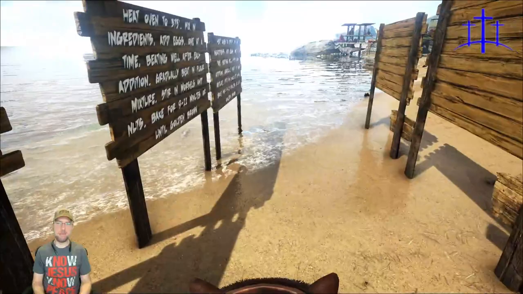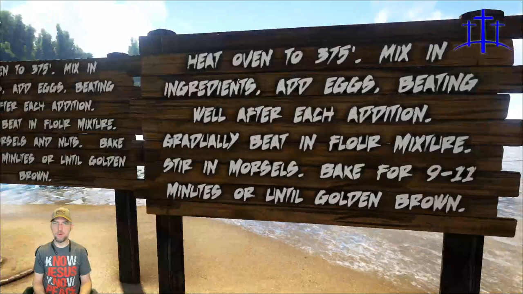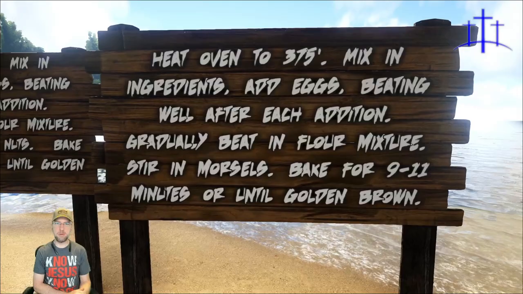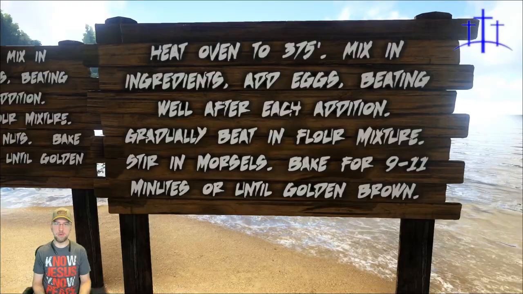This is M4. Heat oven to 375. Mix in ingredients. Add eggs, beating well after each addition. Gradually beat in flour mixture. Stir in morsels. Bake for 9 to 11 minutes or until golden brown. Morsels. There we go.